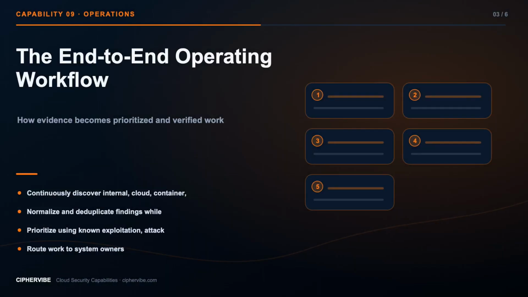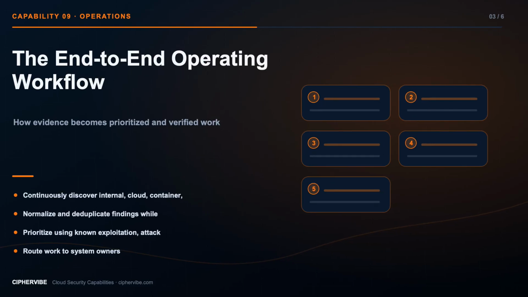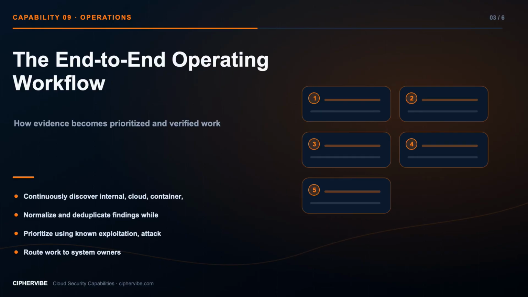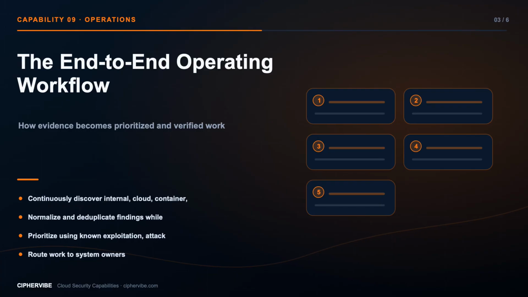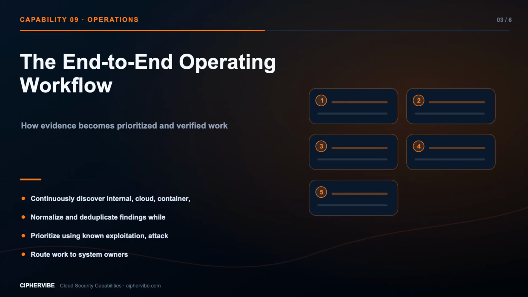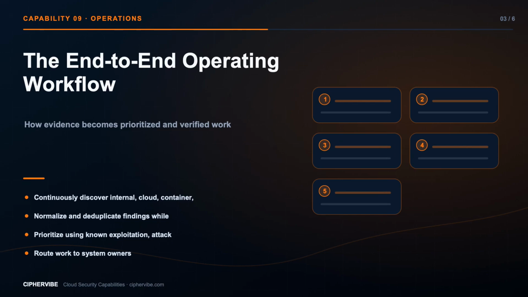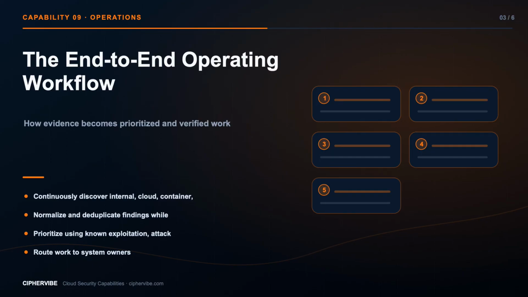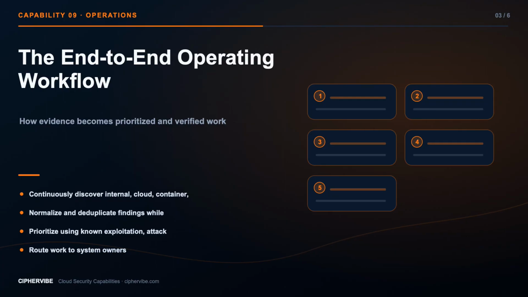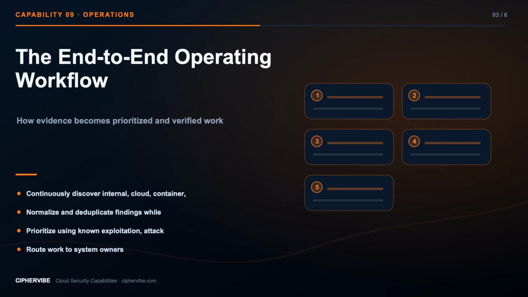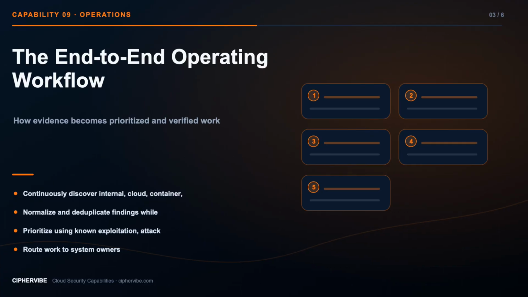A useful operating model for vulnerability and exposure management follows a repeatable evidence lifecycle. First, continuously discover internal, cloud, container, application, external, and third-party assets. Second, normalize and deduplicate findings while preserving scanner confidence, timestamps, and evidence. Third, prioritize using known exploitation, attack paths, reachability, asset value, privilege, and fix feasibility. Fourth, route work to system owners through existing engineering workflows and group fixes by root cause or deployment unit.